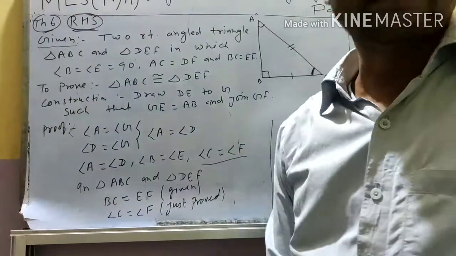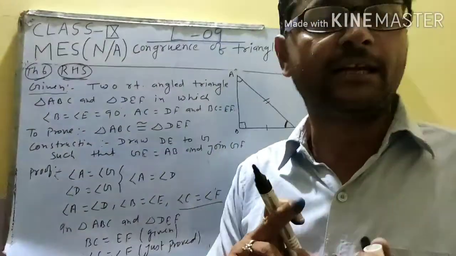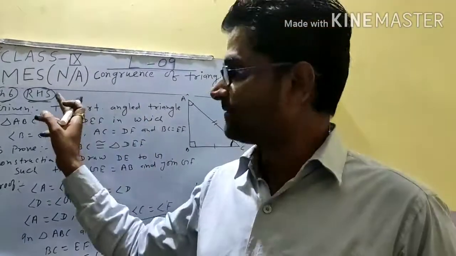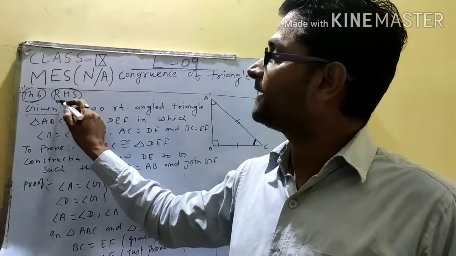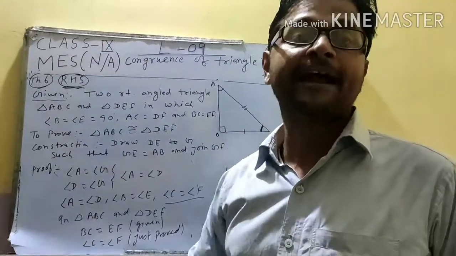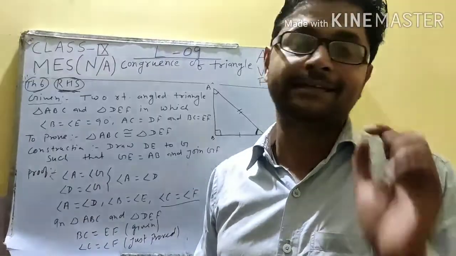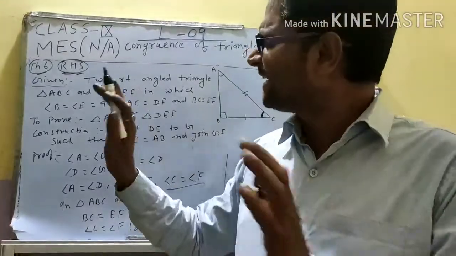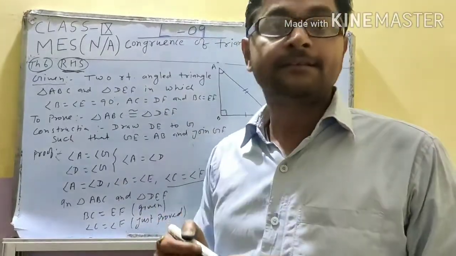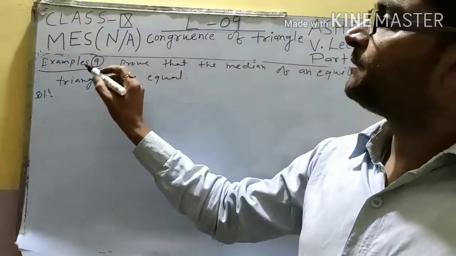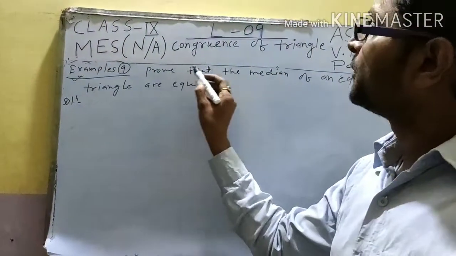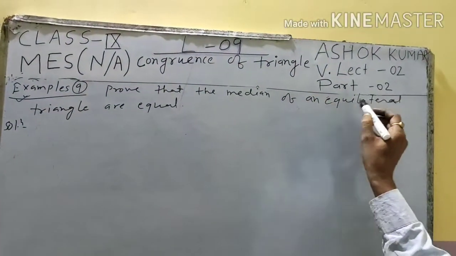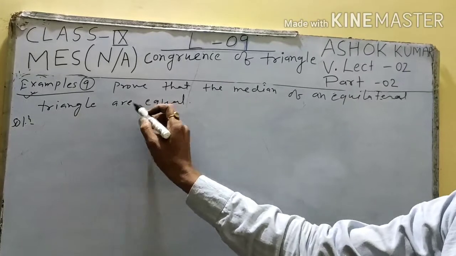So again student, theorem 1, 2, 3, 4, 5 and 6, all theorems are very important. So make a practice at least 2 or 3 times in your notebook. Then you will be able to understand each and everything. Let's see some questions. Example number 9. Prove that the medians of an equilateral triangle are equal.